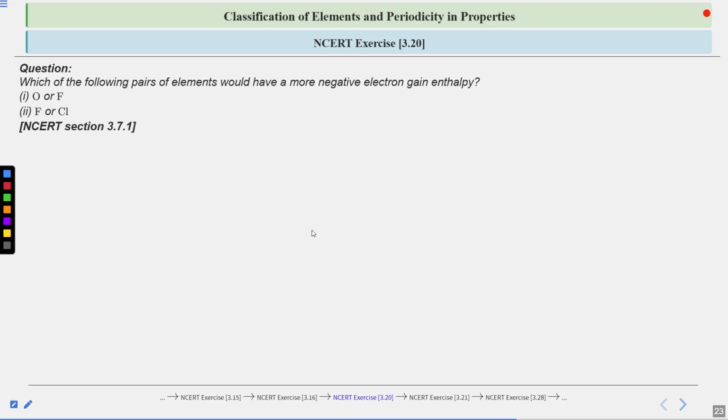So I will deal only with the anomaly, which is the second case. That is more important here, because we know that as we move from left to right across a period, your electron gain enthalpy becomes more and more negative. Okay, and that is true for oxygen and fluorine. But what about fluorine and chlorine?